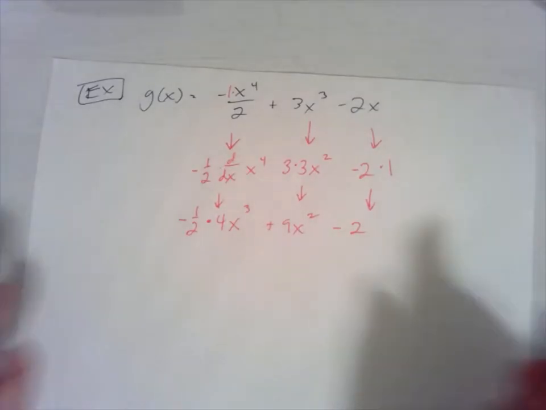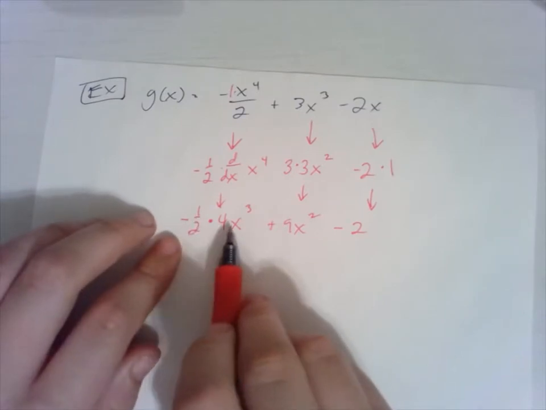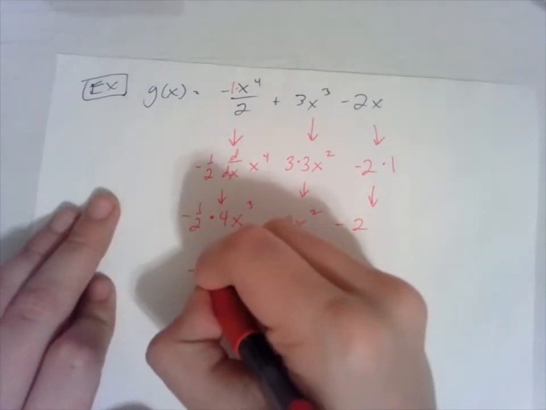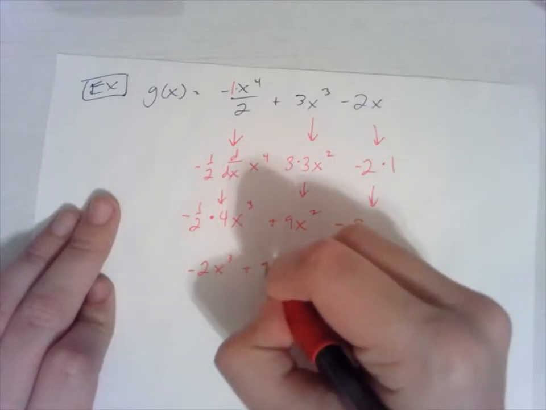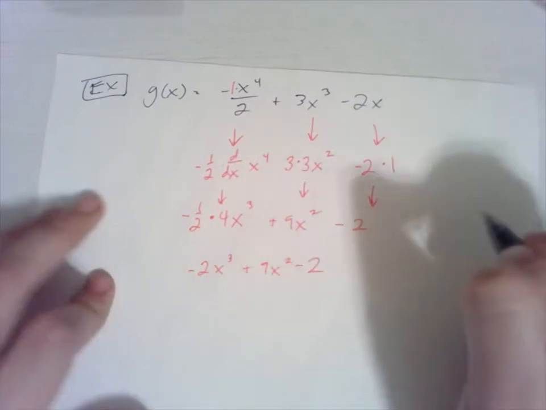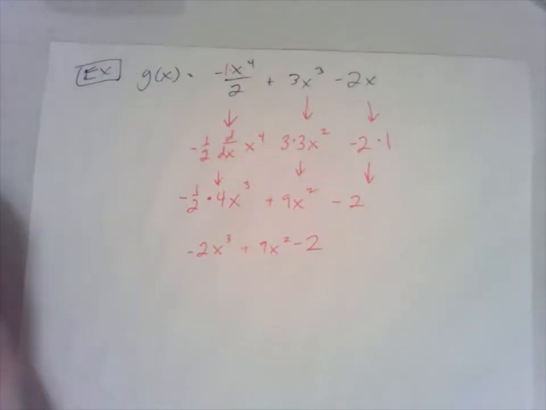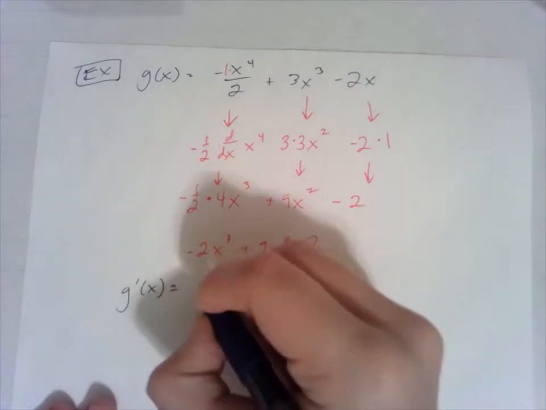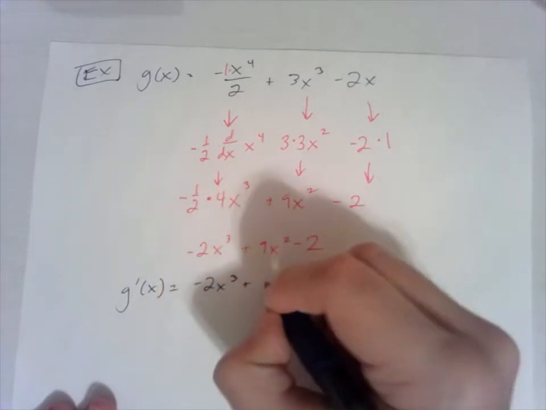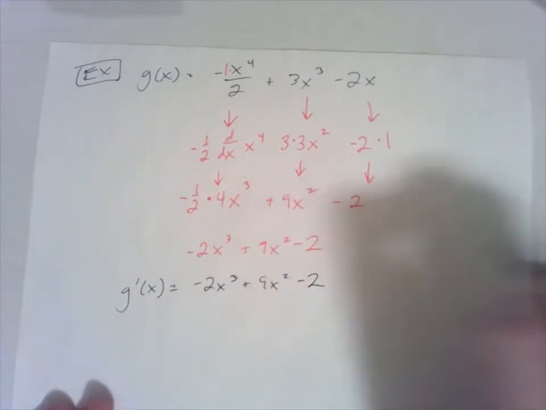Let's simplify this out even further. Negative 1/2 times 4 is going to be a negative 2x cubed, and I rewrite everything else, plus 9x squared minus 2. So we have arrived at our derivative. We can safely say that g prime of x equals negative 2x cubed plus 9x squared minus 2.